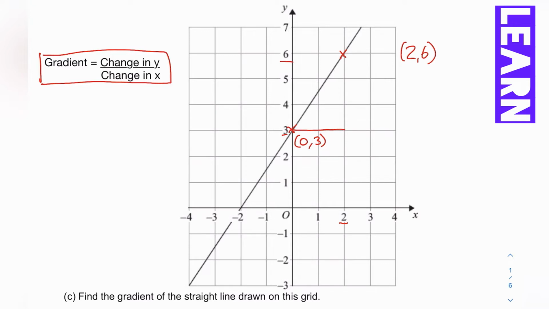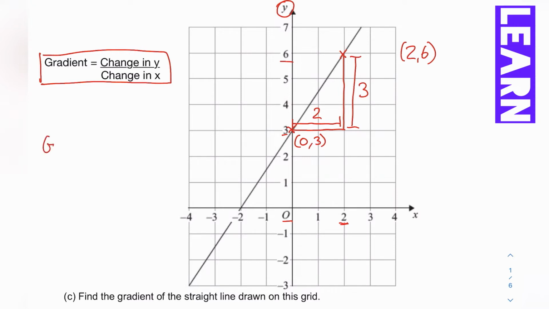I always draw in this triangle because that helps me work out what my change in y is, and we're looking at my y-axis. So my change in y goes from 3 to 6, which is a change of 3. And we always have to divide that by my change in x. So this is where we're looking at the width of that triangle. So my change in x goes from 0 all the way to 2. So my change in x is 2.